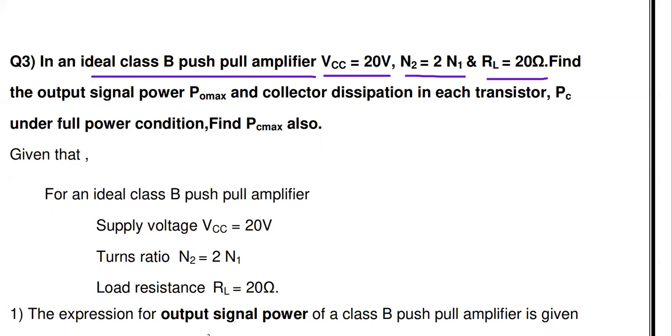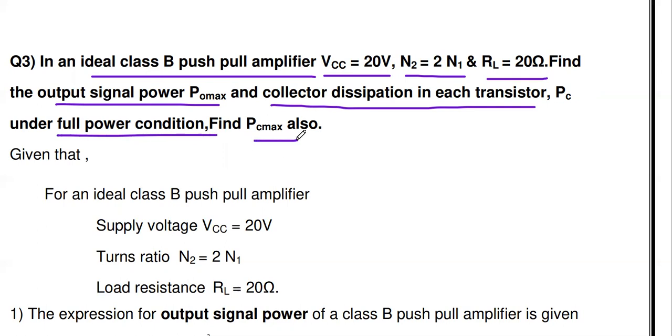Find the following. The first one is the output signal power, P naught; we have to calculate the maximum output signal power. Then the second one, the collector dissipation in each transistor, that is, the power dissipation in the collector of each transistor. Then the next one, PC under full power condition, the power at the collector in the full power condition. Then also find PC max. So these are all the things we have to find out.